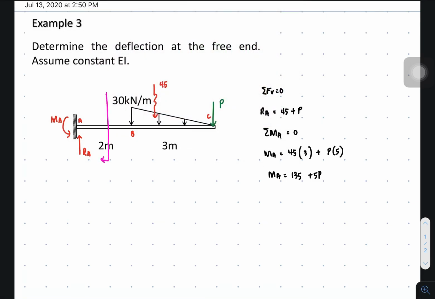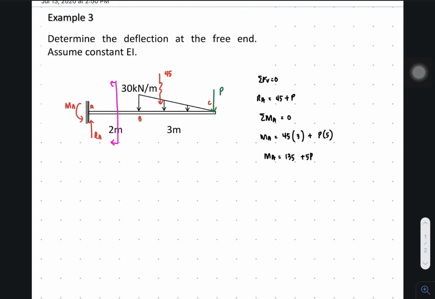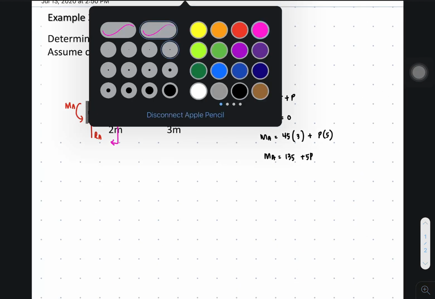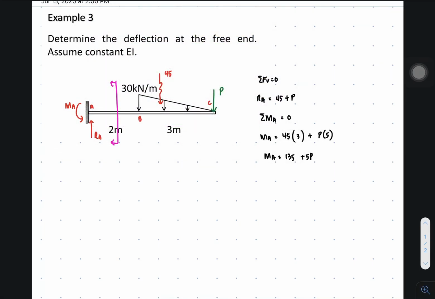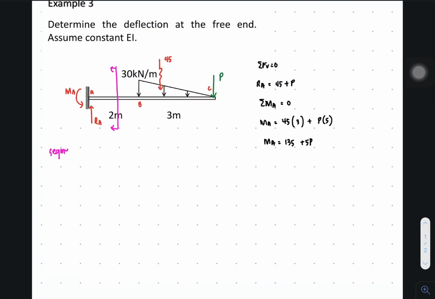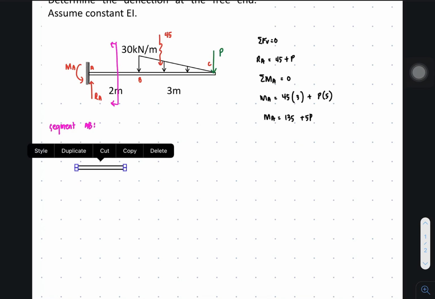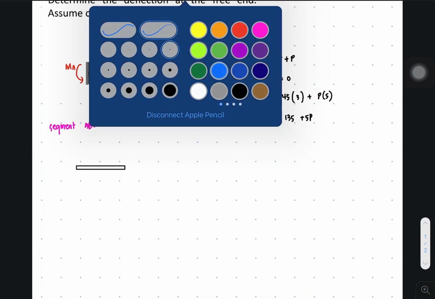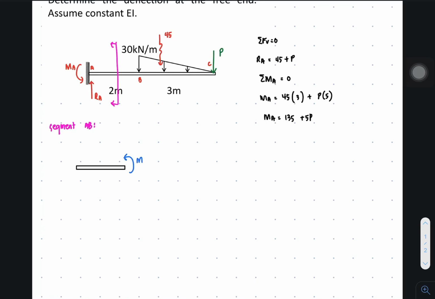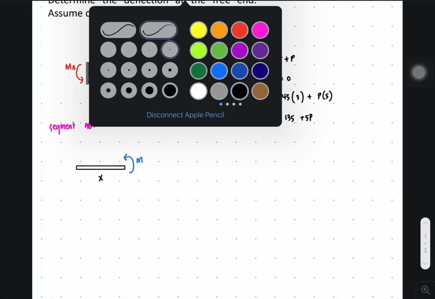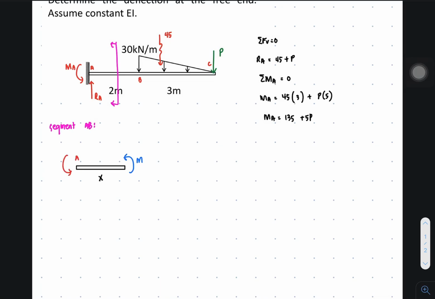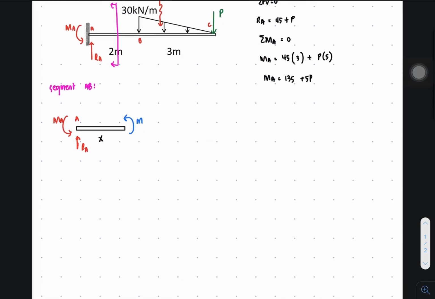Okay, with that, I just wanted to have a different situation. So I'll be cutting this portion and considering the left side. Anyway, let's proceed with segment AB. For segment AB, all we have here is the beam or the section, and at the point of cutting there is moment, and the length of the cutting is X. This is point A. It will have MA and RA.